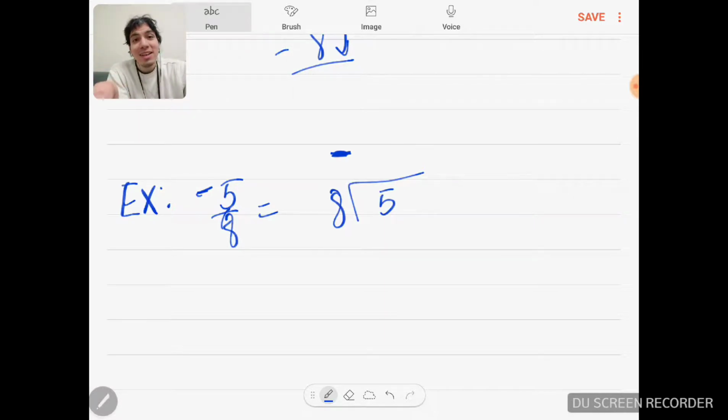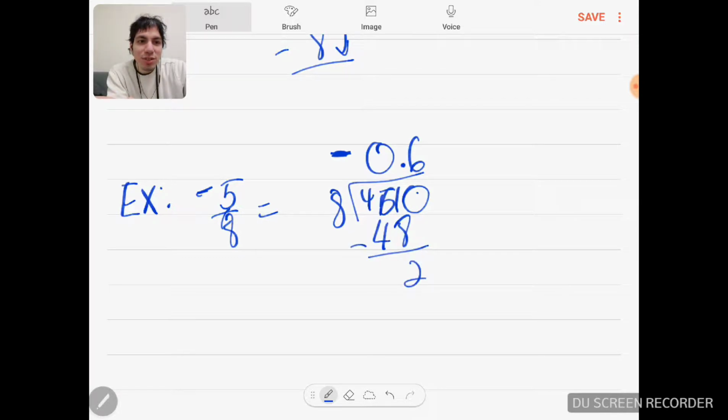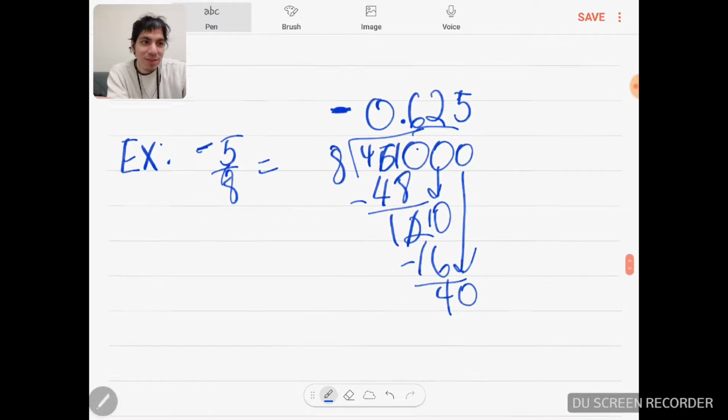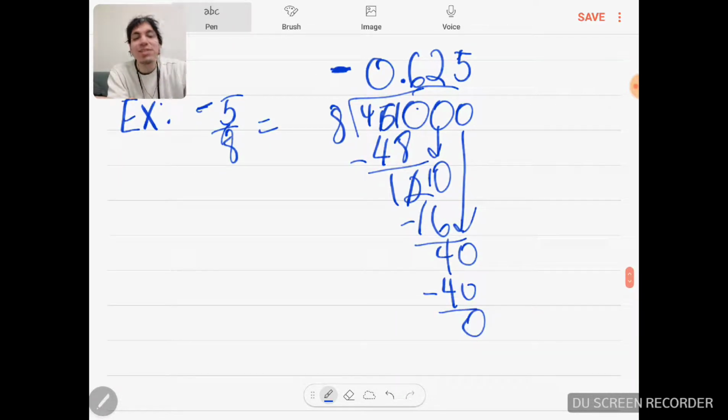Anyway, can 8 divide into 5? No. So we put a 0. Then we add a 0 to the 5. So it's 50 now. Can 8 divide into 50? Yes. 6 times 8 gives me 48. I subtract, I get 2. I add another 0. So now I have 20. Can 8 go into 20? Yes. 16. I subtract and I borrow. And I do this one more time. I get 40. Can 8 go into 40? Yes, 5 times. And that is your answer.